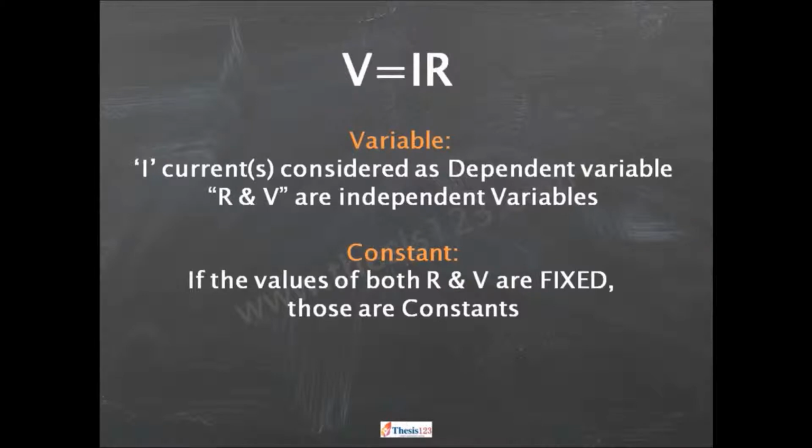Here I, that is the current, is considered a dependent variable, whereas R and V, resistance and voltage, are independent variables. Why? Because the current is always dependent on voltage and resistance based upon Ohm's law. Whereas a constant is when the values of both resistance and voltage are fixed. These are the simplest definitions for variables and constants.